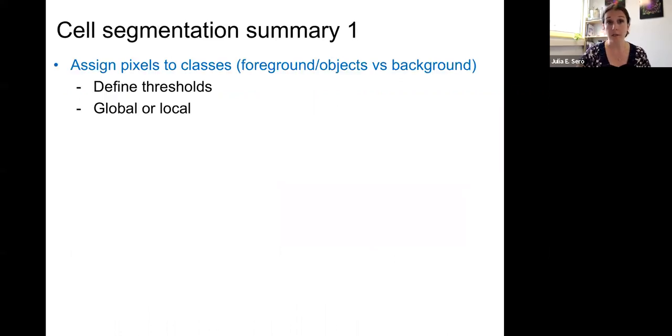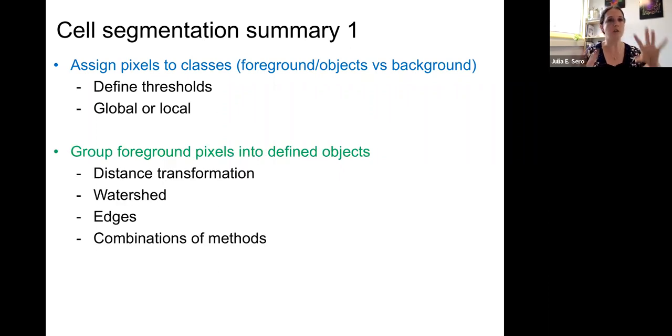Okay, so just in summary, cell segmentation, or any kind of segmentation. We want to assign pixels to classes, say foreground versus background, define thresholds, and we can do that globally or we can do that locally. And then we want to group our foreground pixels into defined objects. We can do this with distance transformation, watershed, looking for edges, and obviously combining these different methods into more sophisticated algorithms.